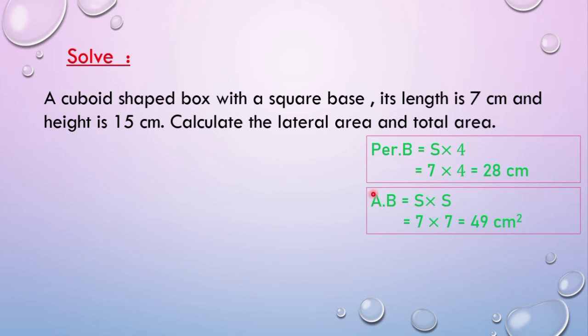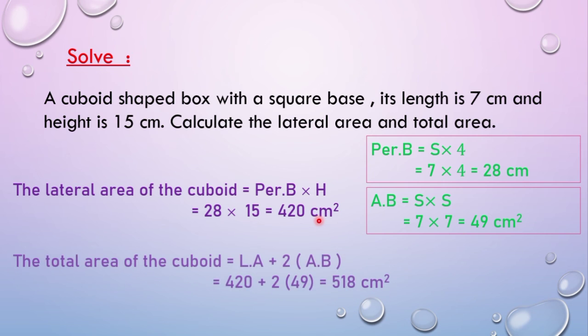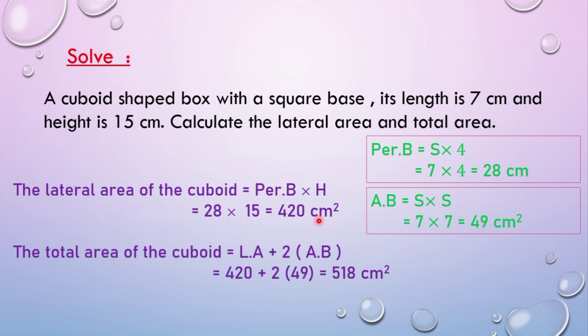And area of base, also I will use the area of square, side times side. So 7 times 7 equals 49 centimeters squared. So to get the lateral area, I will make perimeter of base times height. 28 times 15 equals 420 centimeters squared. And to get the total area, I will make lateral area plus 2 times area of base. The lateral area 420 plus 2 times 49, it will be 518.